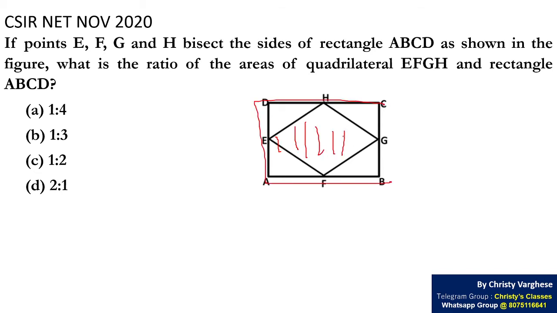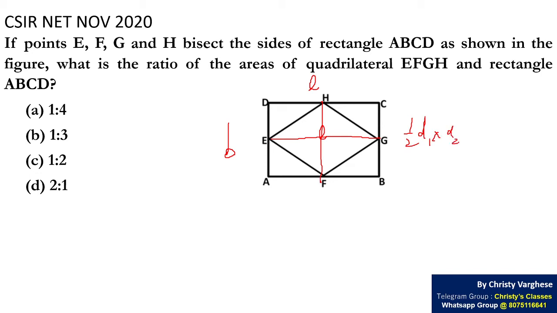So this EFGH quadrilateral is occupying how much space of the full rectangle? That is the question. Normally the common tendency for students is to let this be length, let this be breadth. Use the formula half diagonal 1 into diagonal 2, find that area, then length into breadth area, and find the ratio. But that is time consuming.